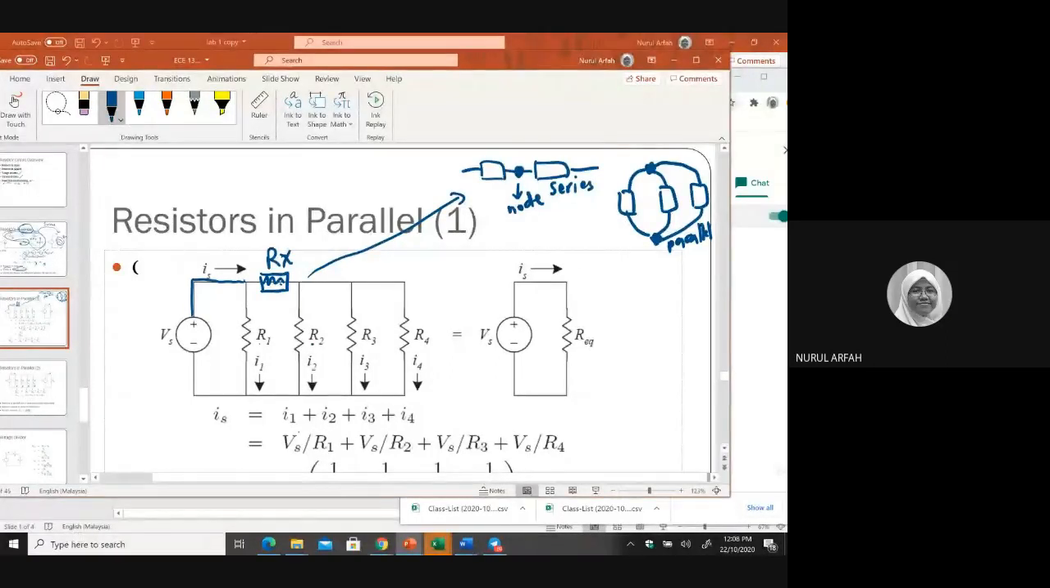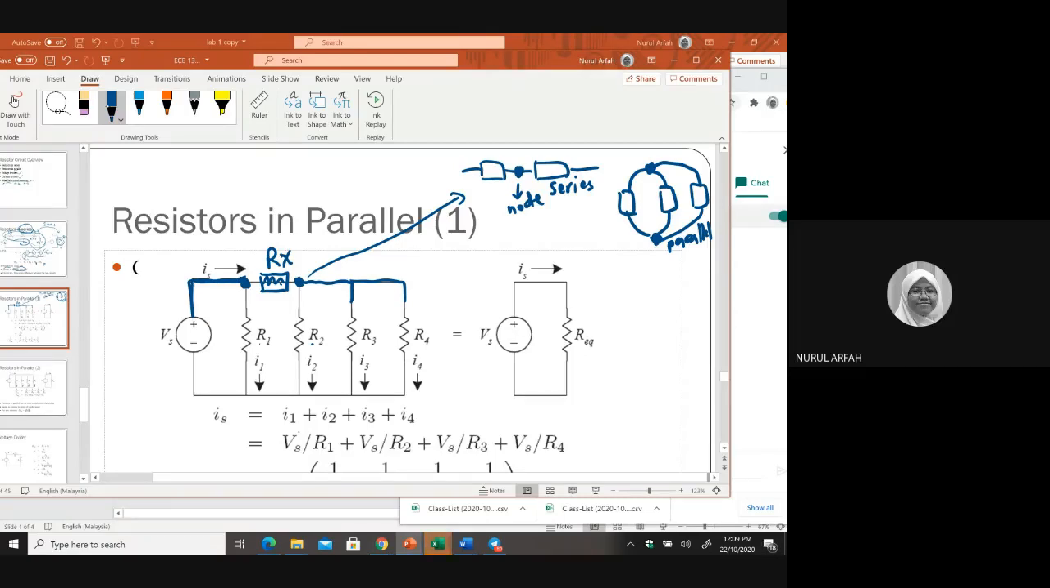I asked, is this a series circuit? R1, Rx, and R2. Are they? The answer is no. It's a no. Because why? Because you have another circuit attached to this point and another circuit attached to this point. Because of that, this is not a series.